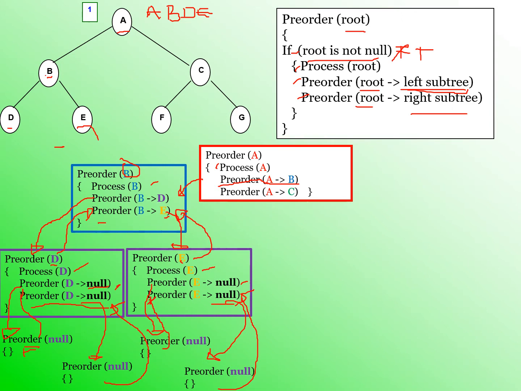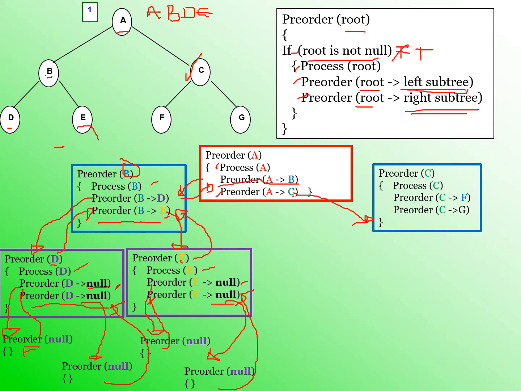Ayan. Diba? So, we are done with these 3 statements. So, we are done with preorder B. So, balik lang sa tumawag sa kanya. Okay? So, next statement is preorder root. Ito, preorder root referencing to right subtree. So, right subtree ni A ay si C. Okay? So, tinawag niya ang sarili niya.